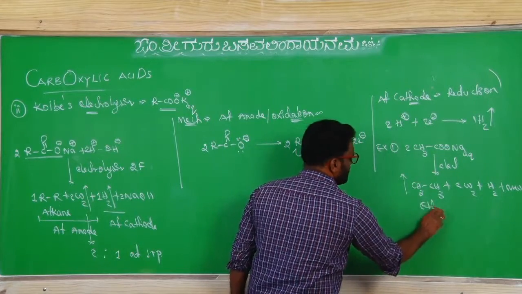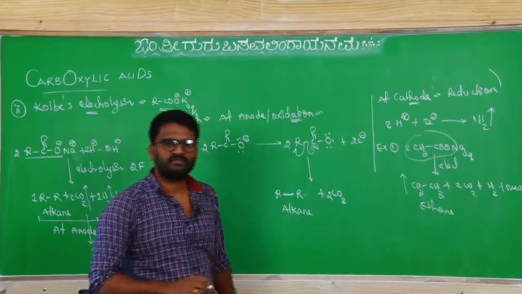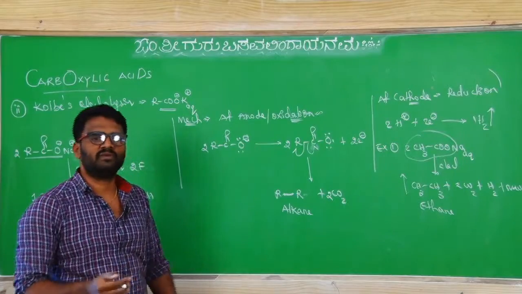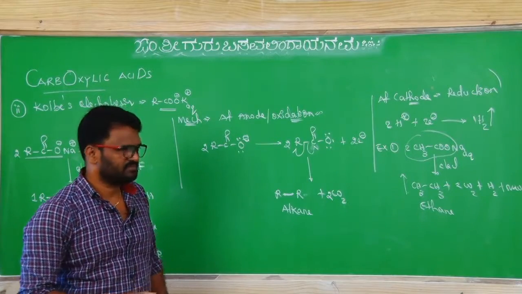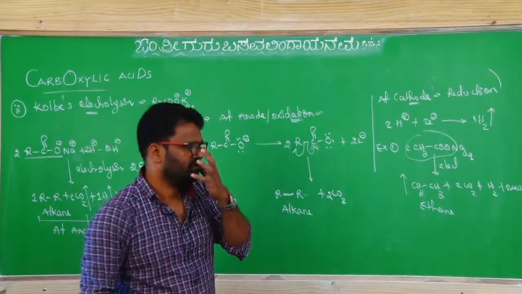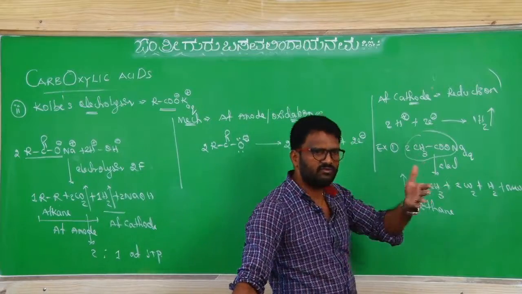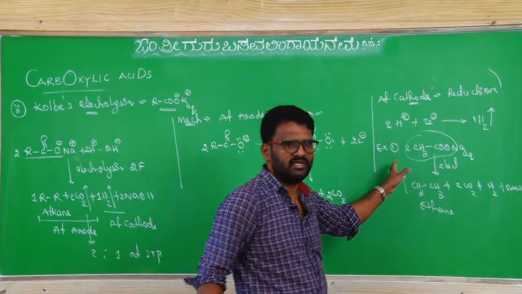So to prepare ethane, you need to take the salt of acetate. If you want to prepare propane, what do you have to take? You have to take a mixed salt, like in the Wurtz reaction. Only here you will get the products.